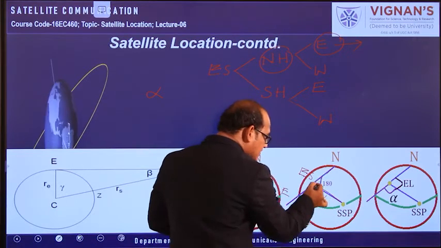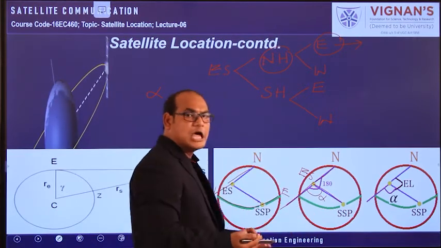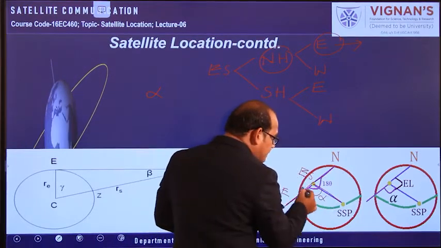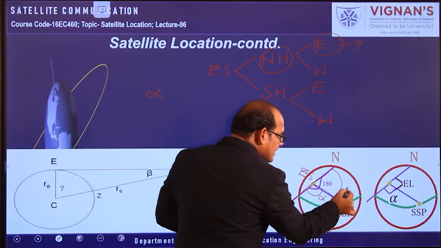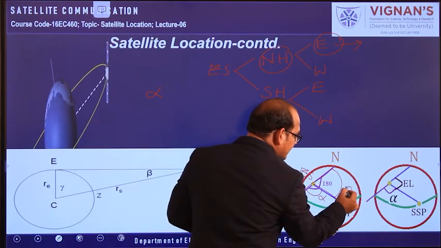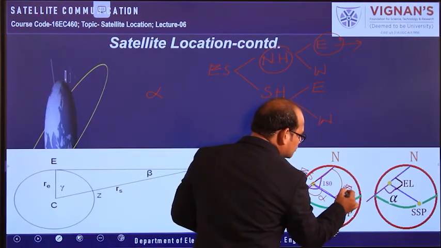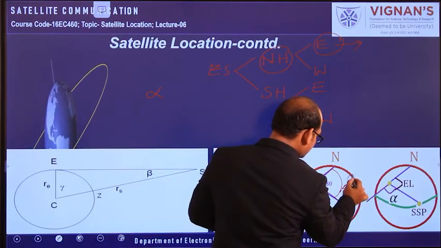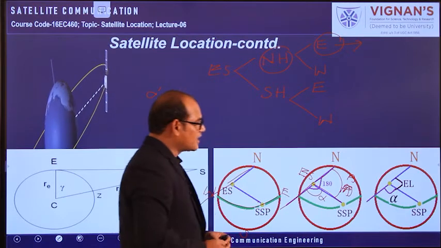So this one everybody knows, that is 180 degrees. Now we have calculated the alpha. So 180 degrees minus alpha is giving this angle, which is called the elevation angle. Sorry, the azimuthal angle. The azimuthal angle we have to calculate.